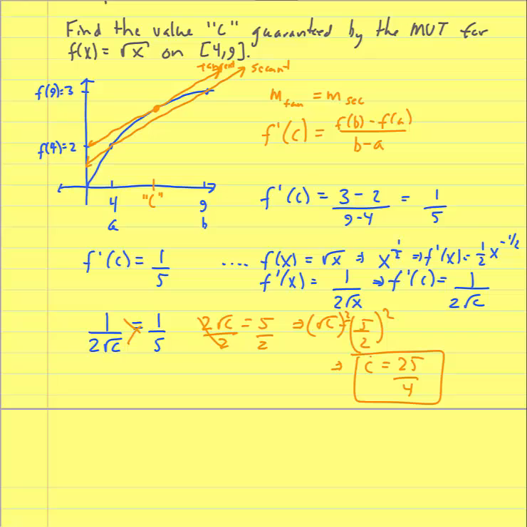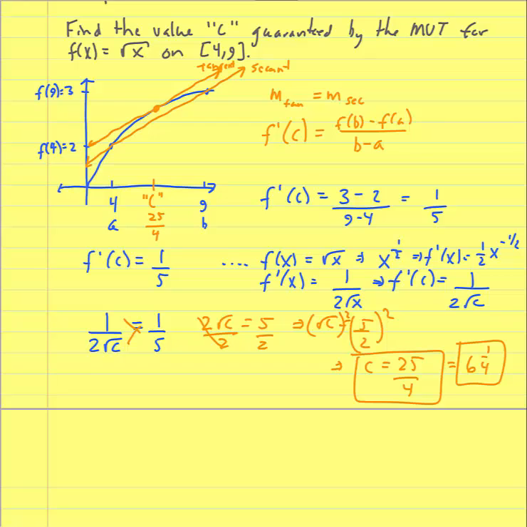Now this is only going to be true if this falls within the interval 4 to 9. So let's go ahead and see if it does. This as a mixed number, 4 goes into 25 6 times with a remainder of 1, so that's 6 1/4. So there's the value of c guaranteed by the mean value theorem. That definitely lies between 4 and 9.